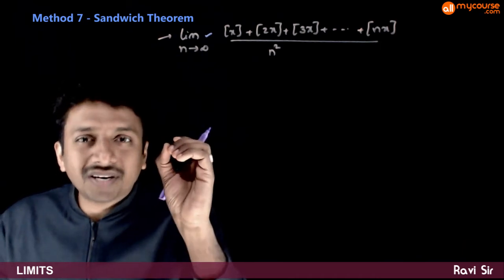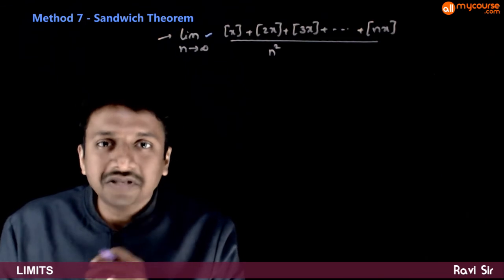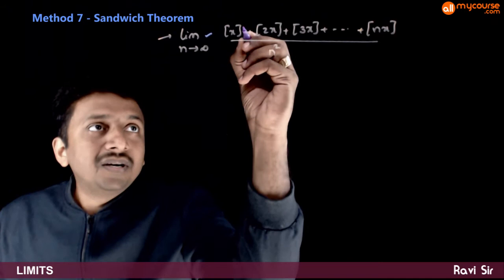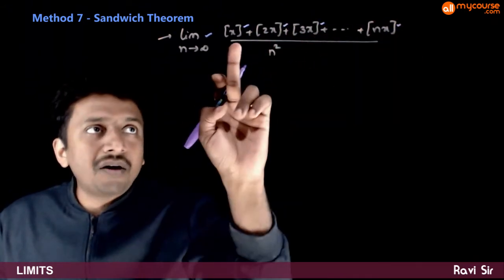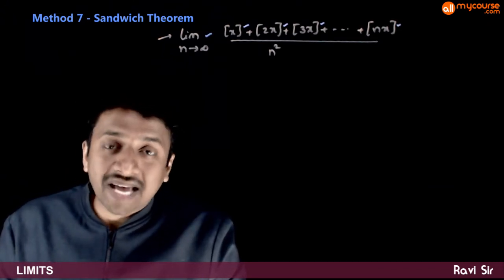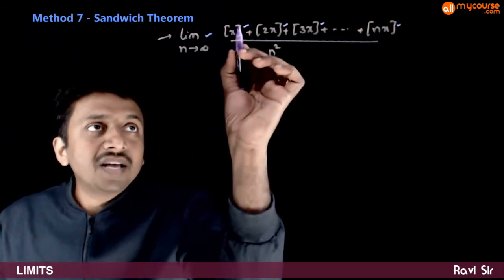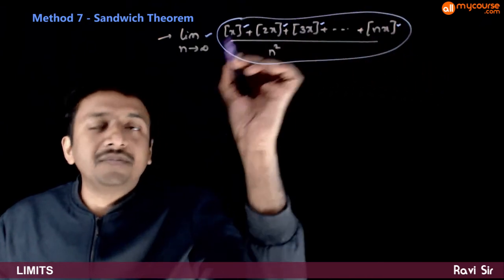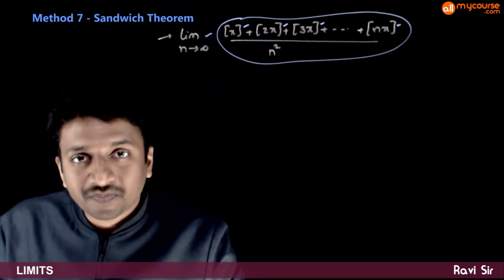This is the most typical problem that you get in sandwich theorem applicable questions. Here you're given integer parts of different functions in the numerator. So how are we going to use sandwich theorem for this question? What I try to do is, I'll try to sandwich this function between two different functions.